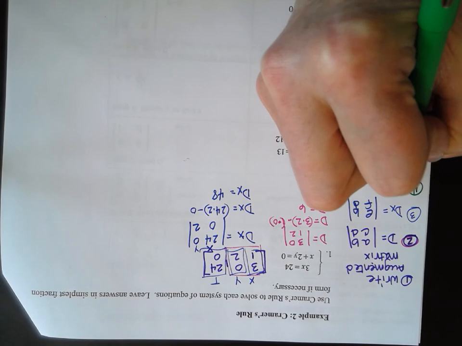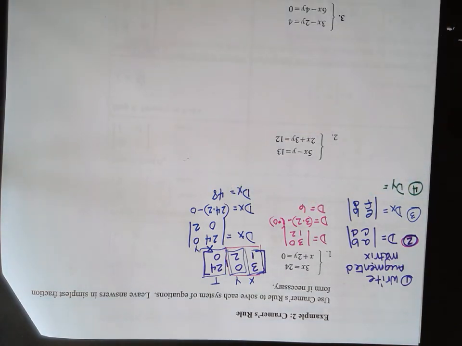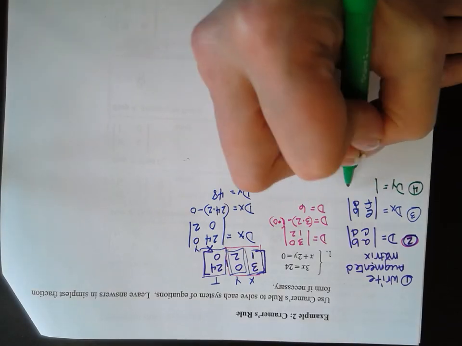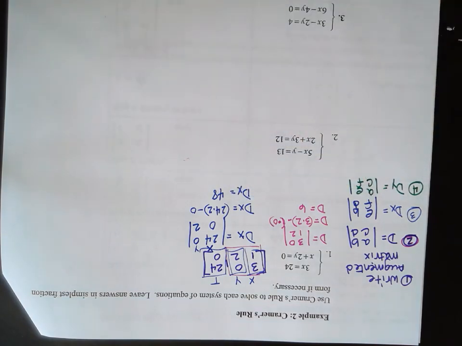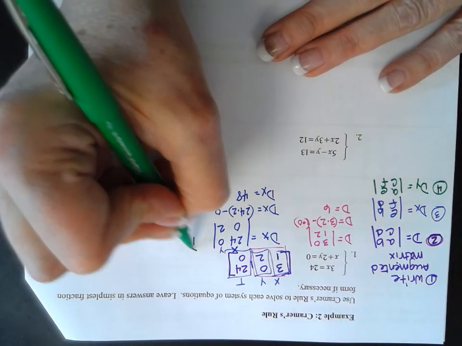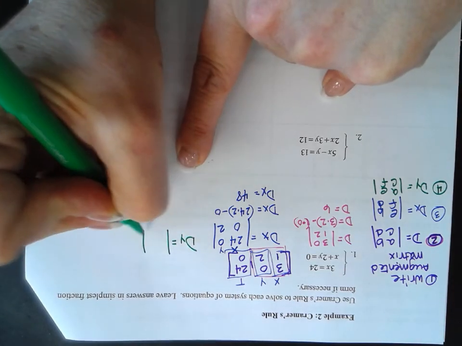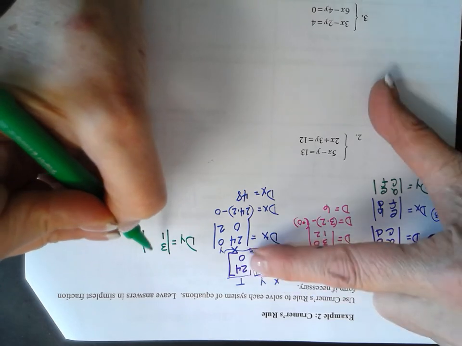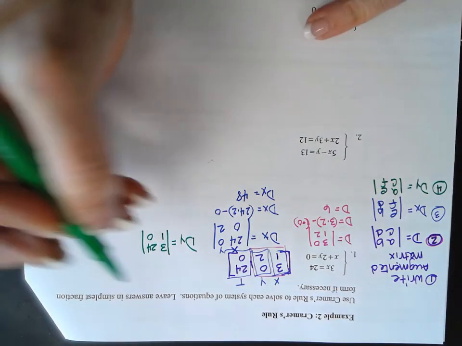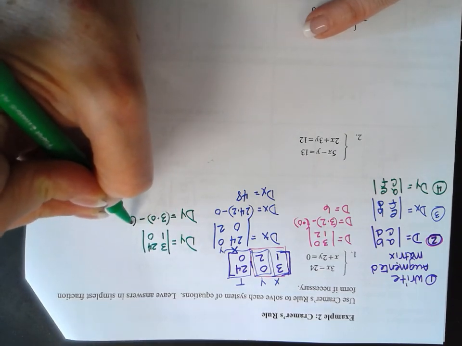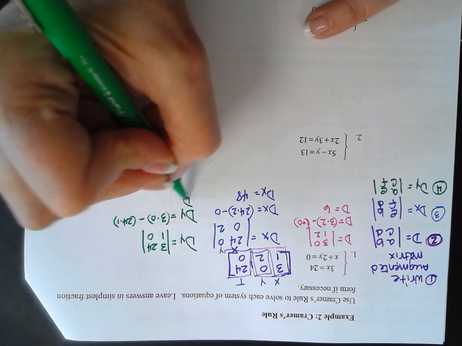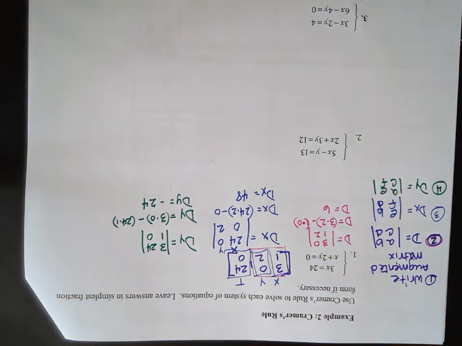Okay, so now I have to find the determinant for y. Which column am I going to replace with my total column? The y column. So 24 and 0 goes in the y column. My x column stays the same. And so the D of y is going to be, x stays the same, 3 and 1. Y becomes the total. And so the D of y is going to be 3 times 0 minus 24 times 1. And so I'm going to get D of y is negative 24.